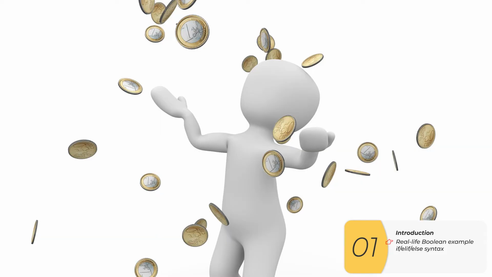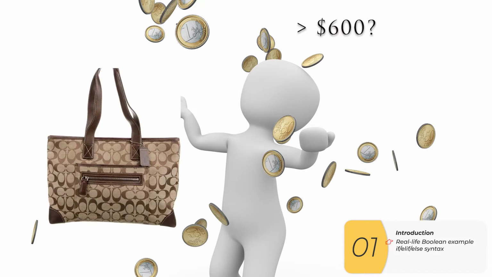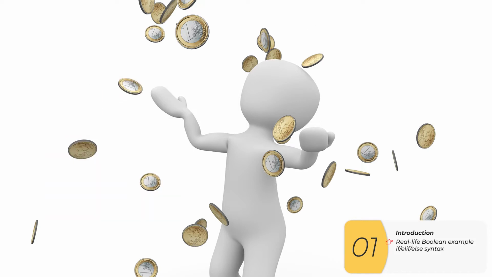Alright, let's take a real life situation. Let's say you have a lot of money, and if that's over $2,000, I'm going to buy myself a Gucci handbag. If I don't have quite $2,000, but let's say I have $600, I'll buy myself a Coach handbag. And if I don't have enough money, I'll save my money. The code to do this looks something like this.